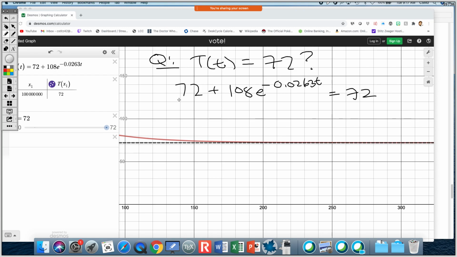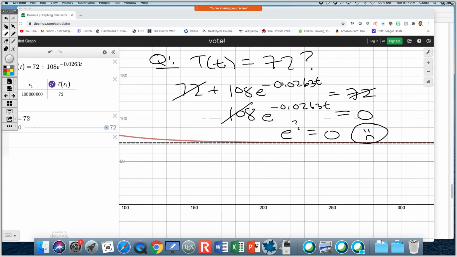Now, when you go to isolate the exponential and subtract the 72 off both sides, look what happens. Now we know that 108 is positive, so I could divide that out. Now I've got e to some power equals 0, and there's no real number to do that. You actually explained that on the last take-home. You can't take e to a power and get 0 because e is a positive number. A positive number to any power is going to be a positive number. So this model says that you never actually get to room temperature. You just get closer and closer to room temperature.